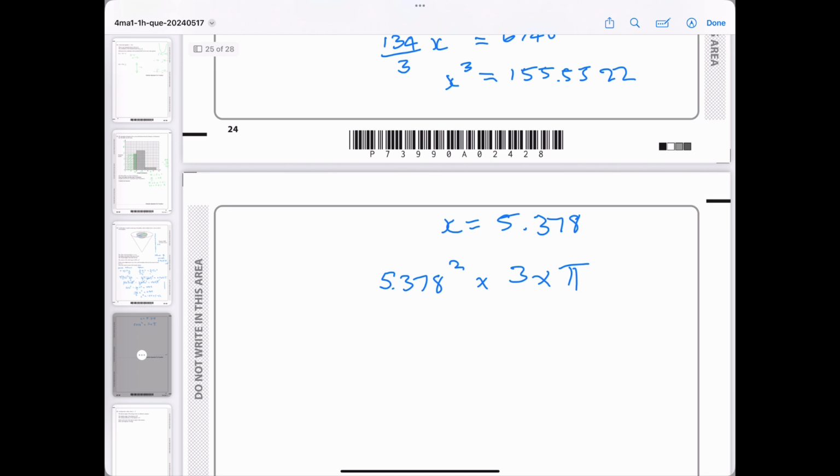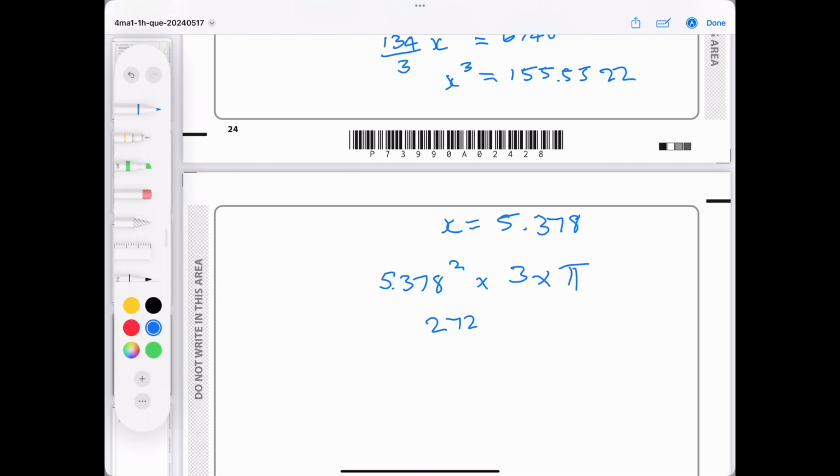So let's square that, times 3 times pi. So apparently, let's go 5.378 squared times 3 times pi equals 272.6 centimetres squared.